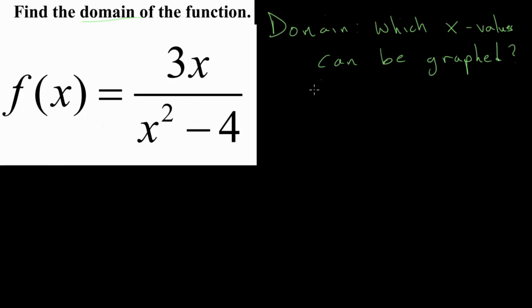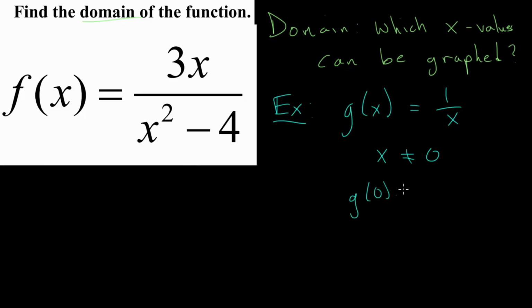So with domain, there are essentially two key issues we need to focus on, one of which is division by zero. So let's say, as an example, we have that g of x is 1 divided by x. There is one x value that we cannot plug into this function, and that would be an x value of 0. If we plug in 0 to our function g of x, we get 1 divided by 0, and division by 0 is undefined.